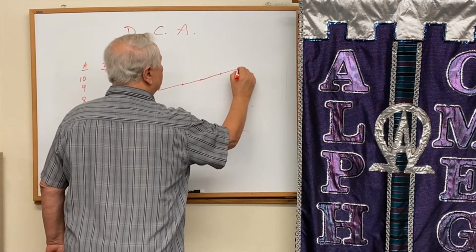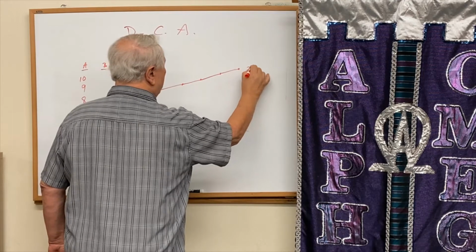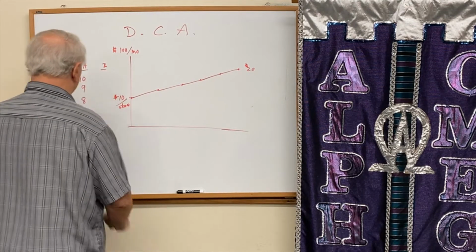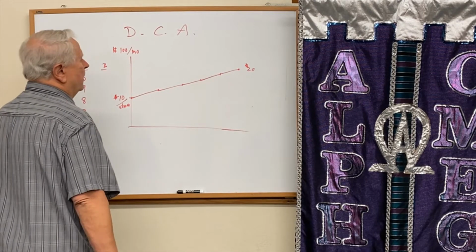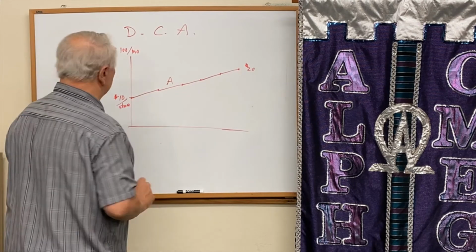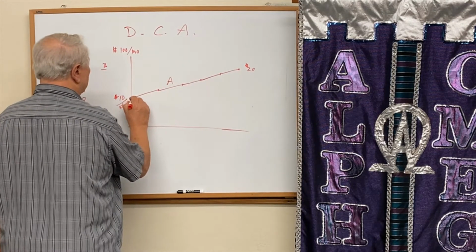And then finally it goes up to $20 a share, which means he gets 5 shares for his $100. Now this is Company A. Company B goes like this. It starts off at $10 a share.